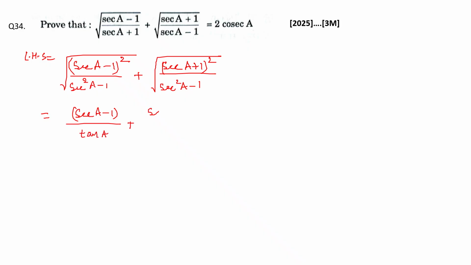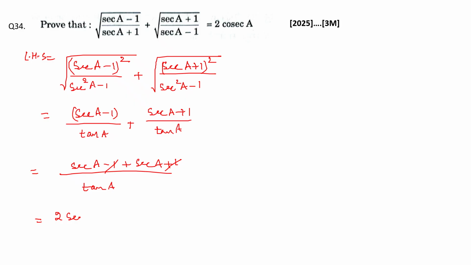Same way, here it will become cot a plus 1 by tan a. Now take LCM as tan a. So it will become sec a minus 1 plus sec a plus 1, so it will become 2 sec a by tan a. Sec a is 1 by cos a. Tan a is sin a by cos a.